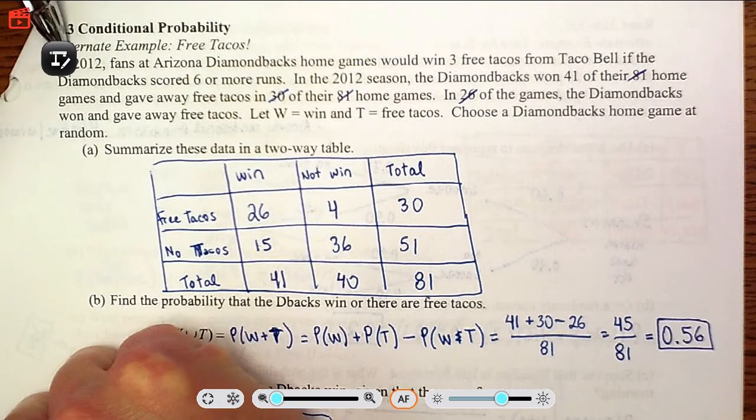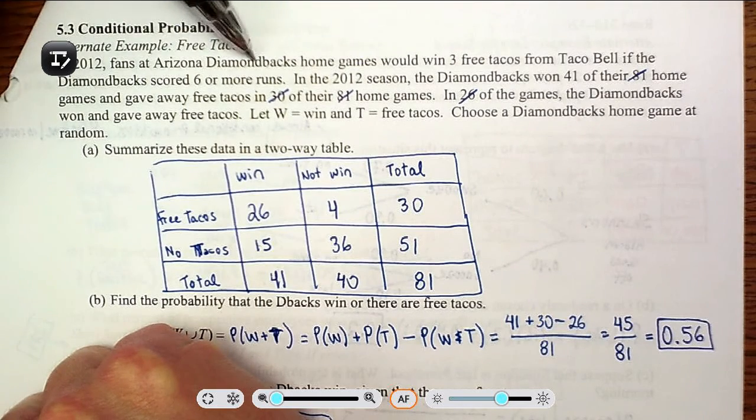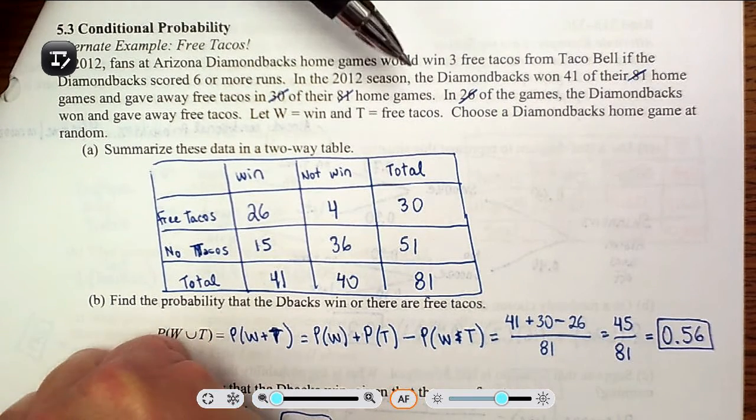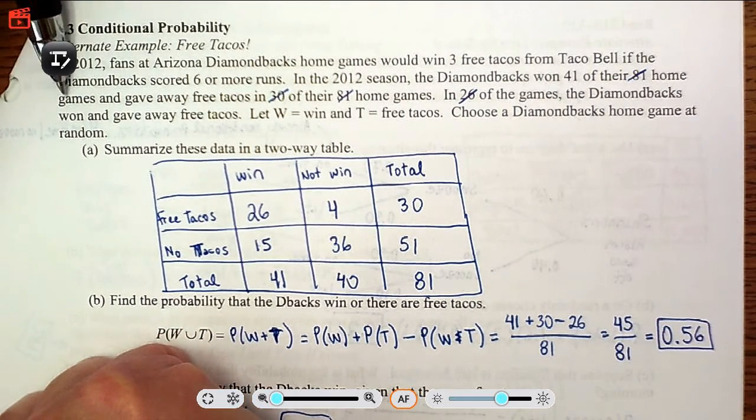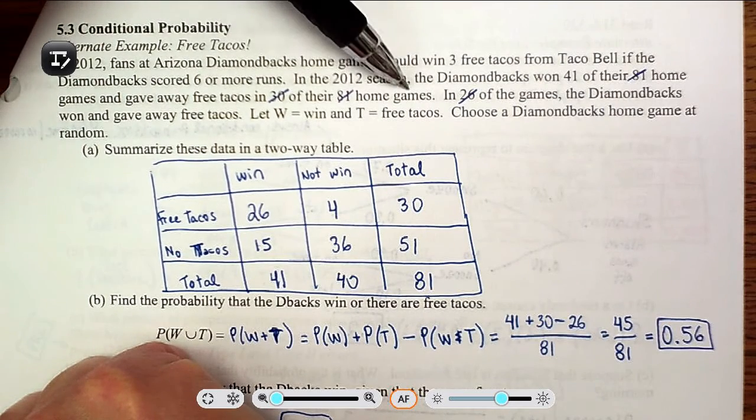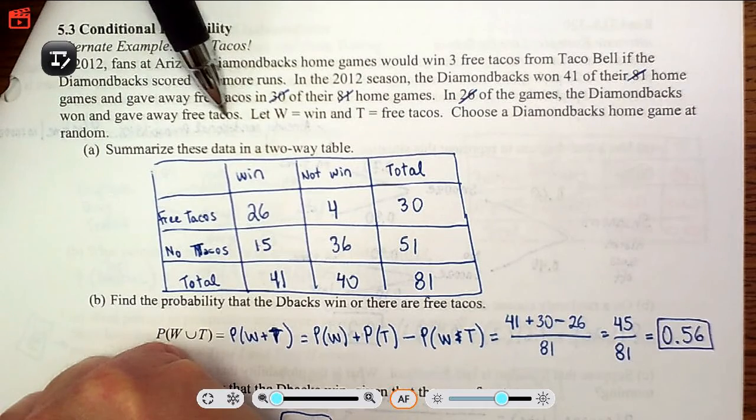Free tacos. In 2012, fans at the Arizona Diamondbacks home games would win 3 free tacos from Taco Bell if the Diamondbacks scored 6 or more runs. In the 2012 season, the Diamondbacks won 41 of their 81 home games and gave away free tacos in 30 of their 81 home games. In 26 of the games, the Diamondbacks won and gave away free tacos.